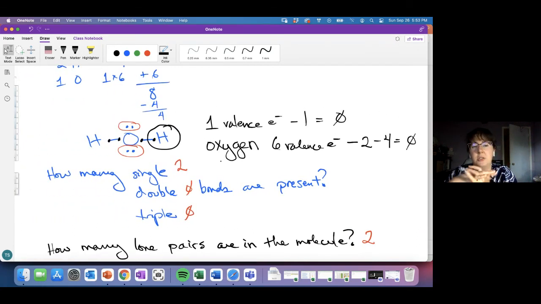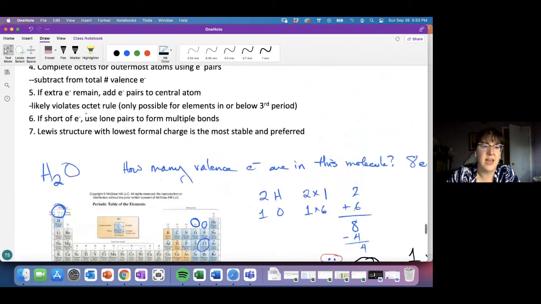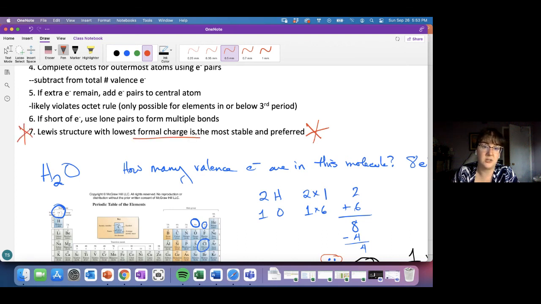But yes, especially as you're starting out, doing formal charge for your Lewis structures is a really good habit for 2 reasons. One, because that does assure that you found the right structure. So one of the things that I had skipped, but the Lewis structure with the lowest formal charge is the most stable and preferred. So when you're trying to figure out, did I do it right? Formal charge is usually the way to go with that one.